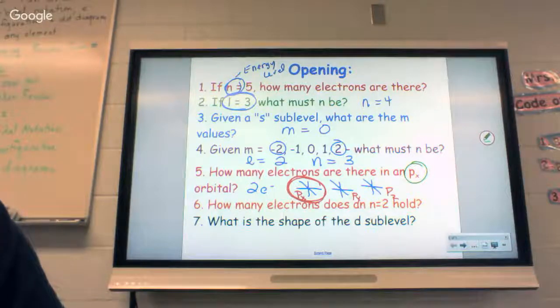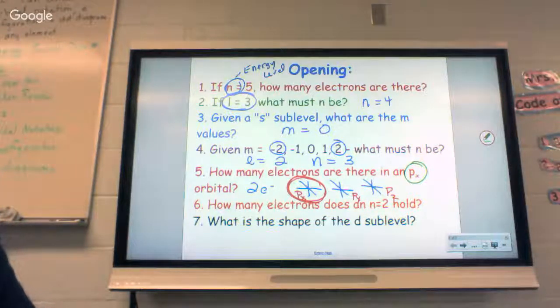Which sublevel can hold 10 electrons? And it has how many orbitals? Good. What does n equals 5 mean? Good. If n equals 4, how many sublevels do you have? What are their names? Good. How many orbitals does a 4s sublevel have?